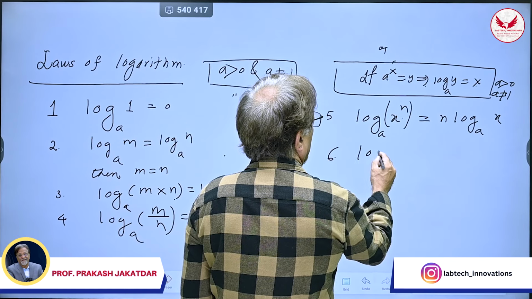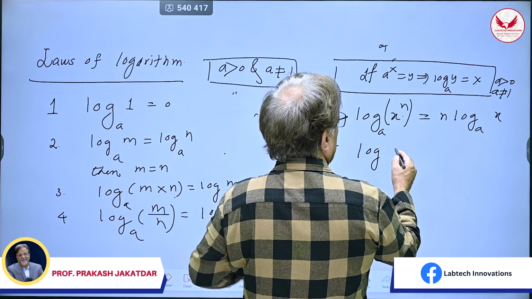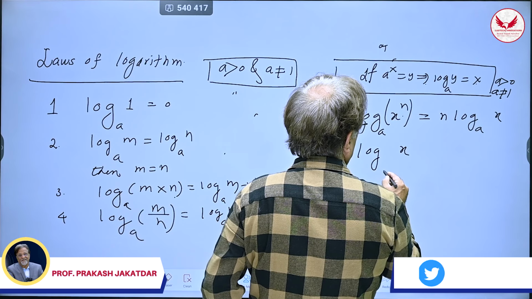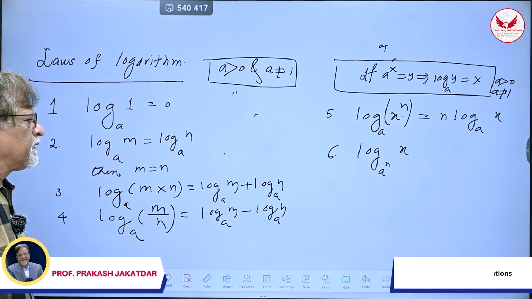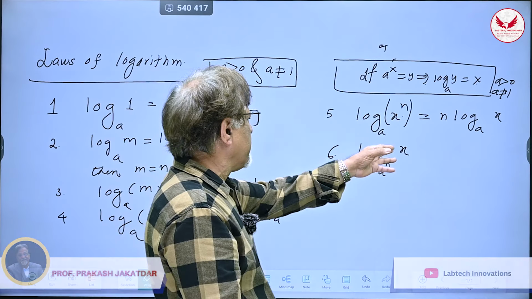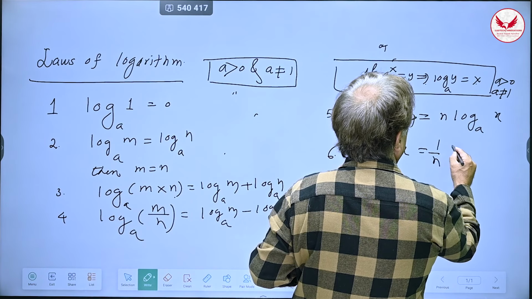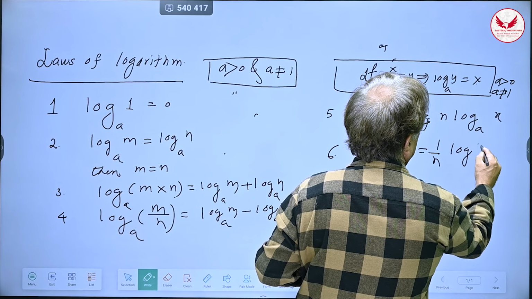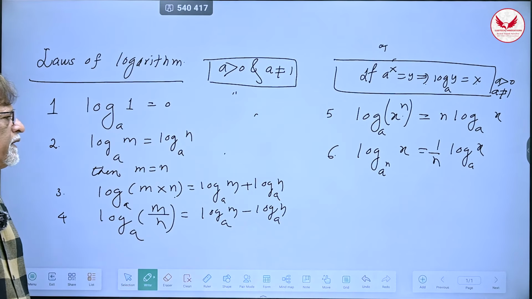Okay. Now, next rule is log of x to the base a raised to n. Now, I am taking the power of the base. What will I do? Here I multiplied, but here I am going to divide. So this means 1 upon n log of x to the base a. Can you see the simplifying power of logarithm, right?